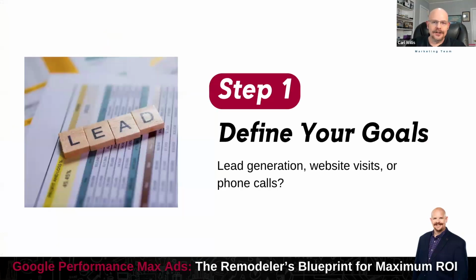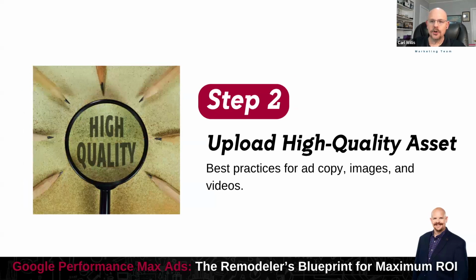Well, number one, you want to define your goals. So, that's step one. First and foremost, choose your campaign objective. Are you looking for more phone calls? Are you looking for more website visits? Are you looking for more quote requests, more estimates? What is it that you are looking for? What's the end objective? And get that clearly defined. Once you've got that clearly defined, then move on to step number two.